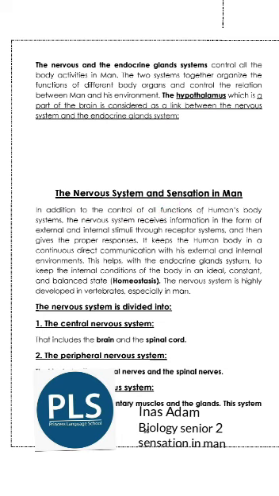In addition to controlling the functions of the human body, the nervous system receives information in the form of external and internal stimuli through receptor systems and gives the proper or suitable responses to it. Also, the nervous system keeps the human body in continuous direct communication with its external and internal environments. It also keeps the body in a constant state of balance, which is called homeostasis.